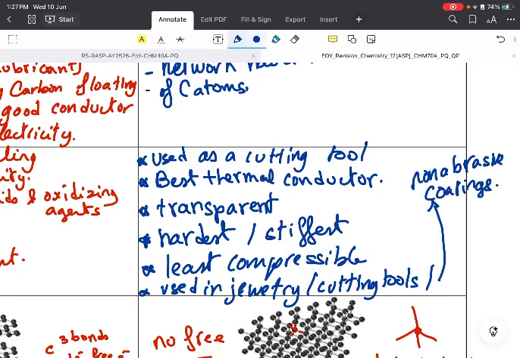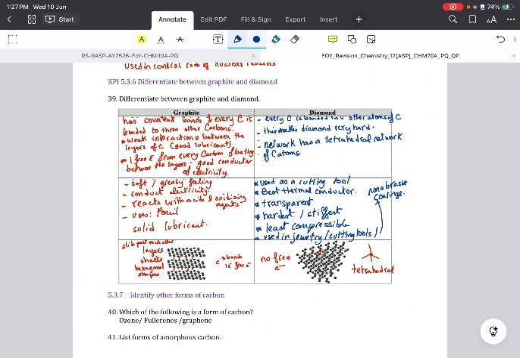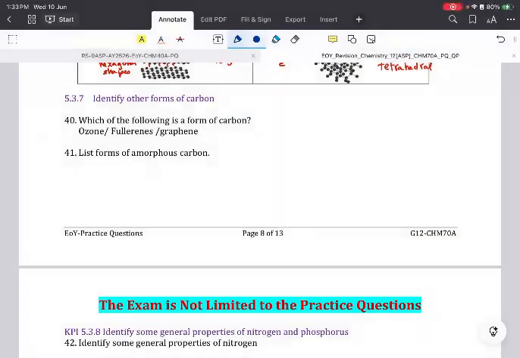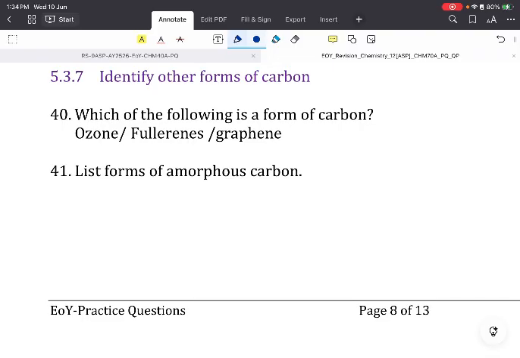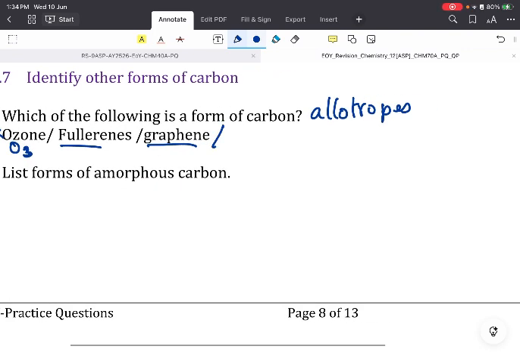Expect a question probably about graphite and diamond given in form of a multiple choice, and you have to choose one of its properties. Which of the following is a form of carbon? As I mentioned, carbon has so many allotropes. So, ozone is O3, that's not carbon. That's the allotrope of oxygen. Now, fullerenes and graphene are two allotropes for carbon, but that's not everything. So let me just put all the other options of carbon allotropes.